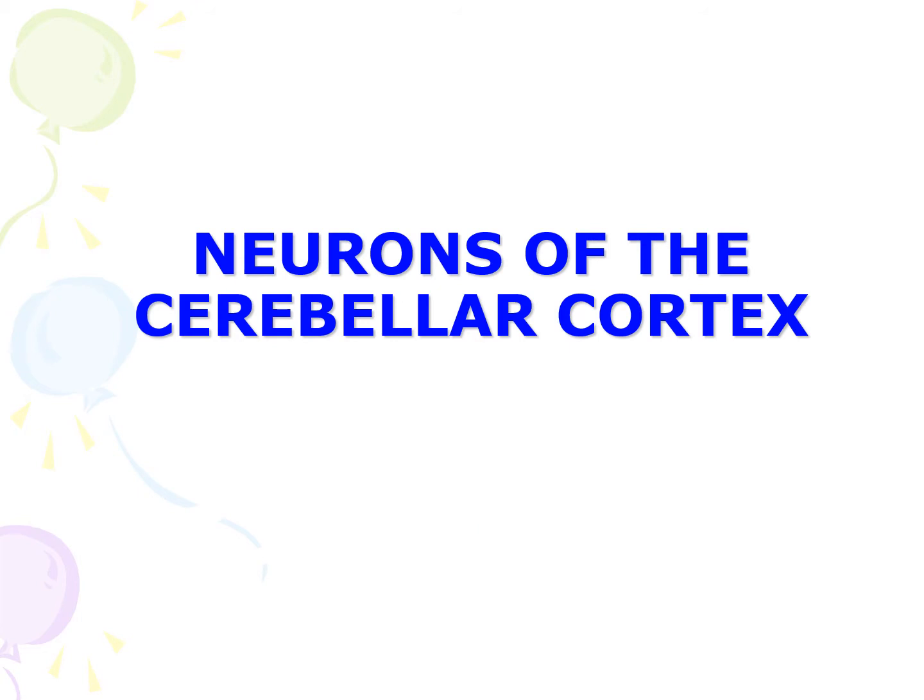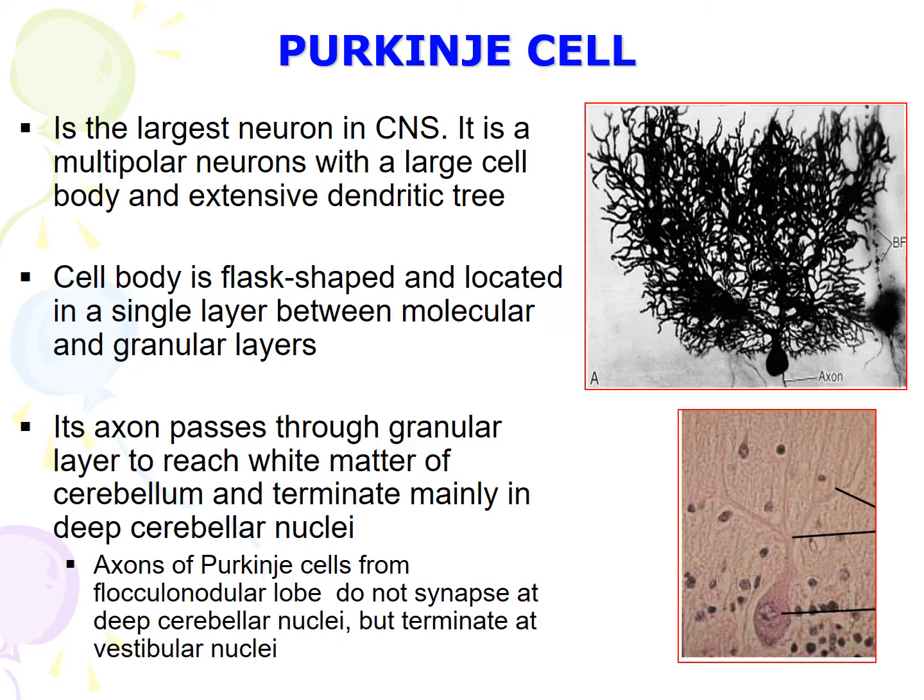Now let's talk about the neurons of the cerebellar cortex in more detail. Purkinje cells are the largest neurons in the entire central nervous system. It is a multipolar neuron with a large cell body and extensive dendritic trees. The cell body is flask-shaped, and it is located in a single layer between the molecular and granular layers.